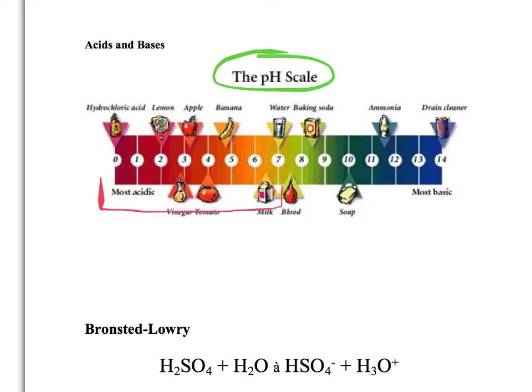It's acidic. We also know that they taste sour, that they burn skin, and that they turn pH paper or litmus paper red. It's a very easy way to tell if a solution is an acid. And there's some common examples: lemon juice, apple juice, bananas, vinegar, tomato. Those are all pHs of 3 to 4.